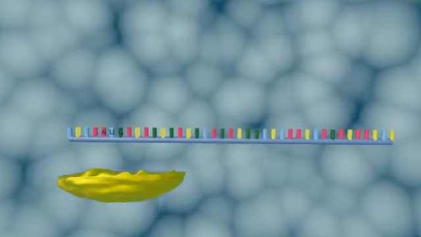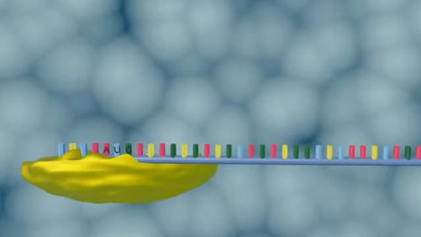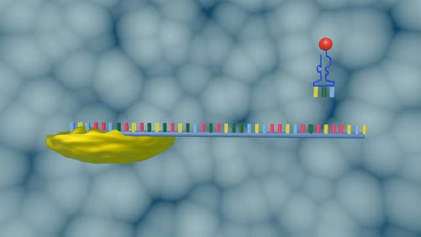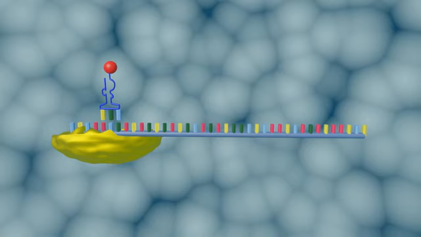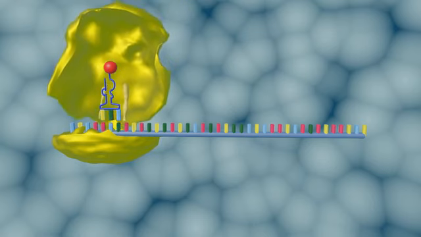Translation begins when the small ribosomal subunit binds at the start codon in messenger RNA. In transfer RNA, the complementary base pairs are known as the anticodon, which determines the specific type of amino acid. Anticodons in transfer RNA bind with codons in messenger RNA. When a transfer RNA molecule binds with the start codon, the large ribosomal subunit binds to form the translational complex.